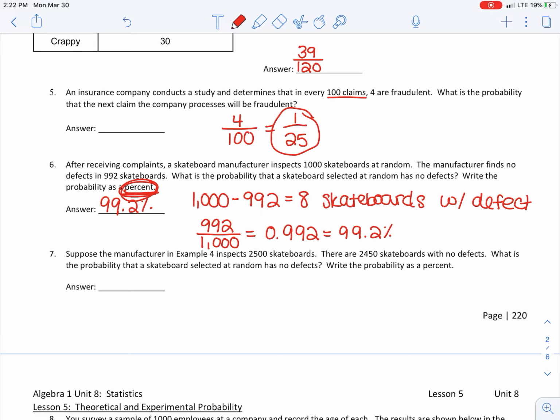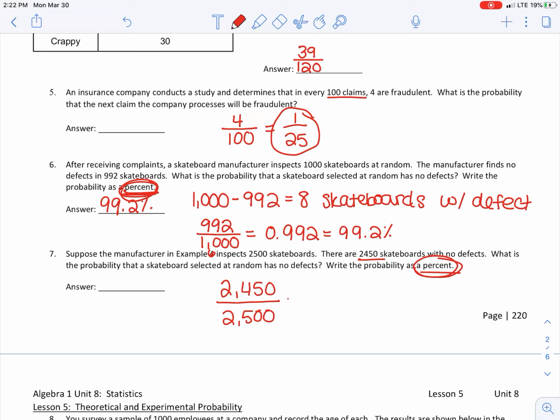It says, suppose the manufacturer, an example, it should say example 6, sorry about that, inspects 2,500 skateboards. There are 2,450 skateboards with no defects. What is the probability that a skateboard selected at random has no defects? Write the probability as a percent. So this time, we're just upping the numbers. So we had 2,450 with no problems, out of a total of 2,500 skateboards.